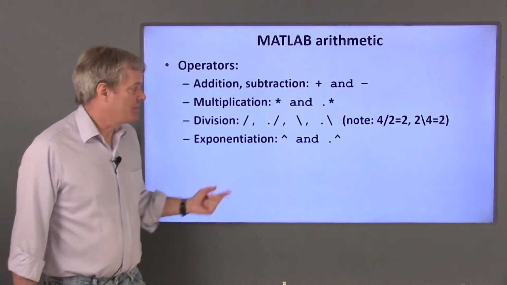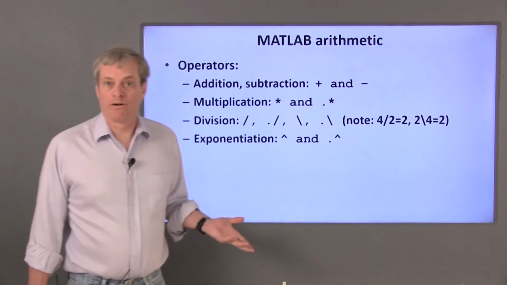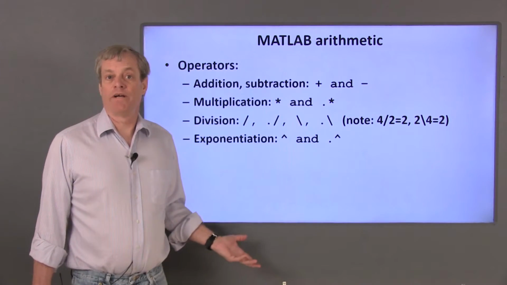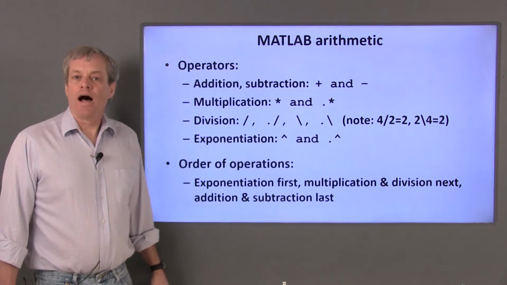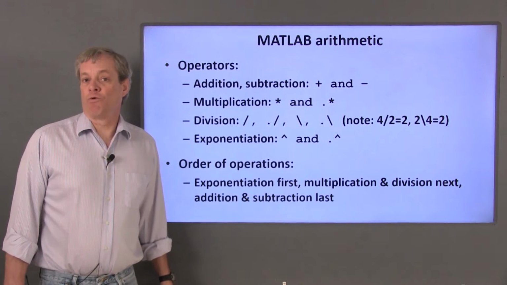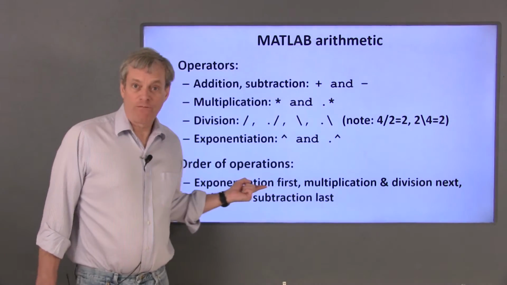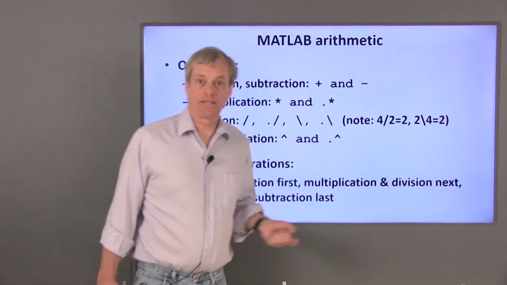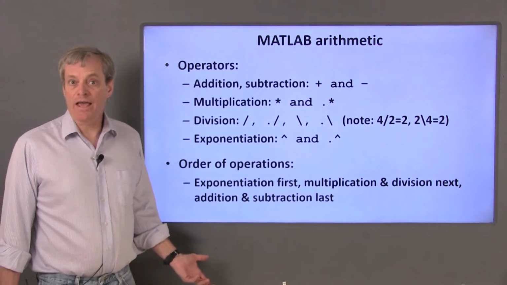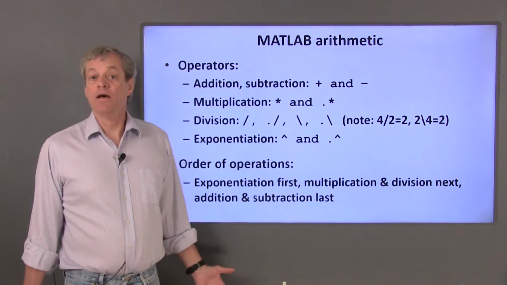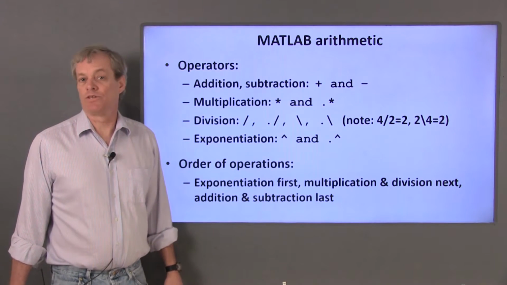Finally, exponentiation is done with the caret symbol or a dot and then the caret symbol. For scalar operands, both of these operators perform identical operations. For arrays, they don't. The order of operations in MATLAB is consistent with what you're probably used to when you use a hand calculator. Exponentiation is done first, multiplication and division are next, and addition and subtraction are last. Within operators of the same rank, operations are done from left to right. Parentheses can be used to modify the precedence since operations in parentheses are performed first.